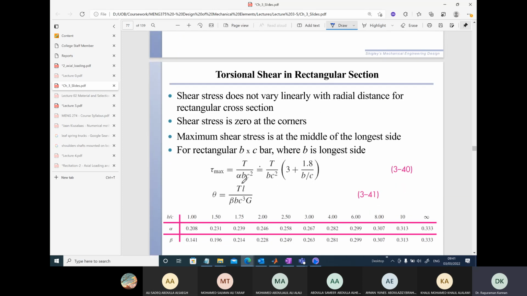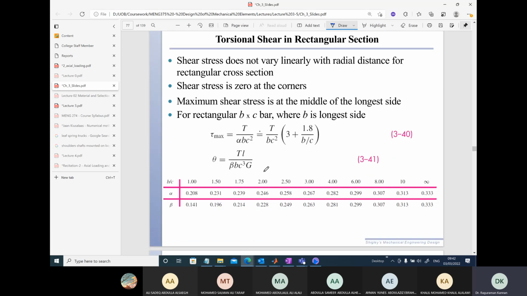What if we have square cross sections or some other cross section? Then we need a different type of formula. We cannot apply the formula we have seen earlier, and the maximum shear stress formula is given here. Now, for a rectangular cross section, where B is the longest side, this is the formula to be used. This is the maximum shear stress formula. And for a given length, the angle of twist is given by this formula.